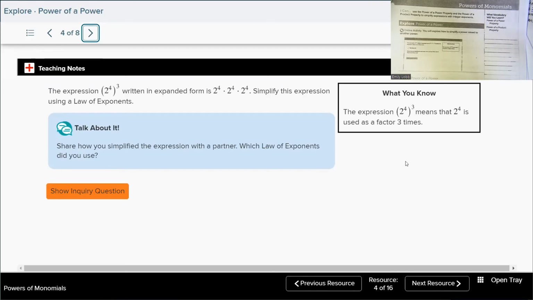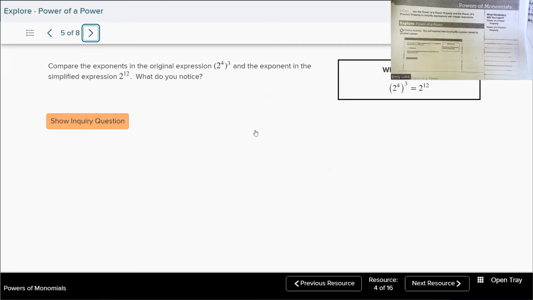What is repetitive addition? Isn't that where you have more than one? Multiplication is repetitive addition. That's the same thing. So we could say 4 plus 4 plus 4, or we could simply say 4 times. How many times are we adding 4? 3 times, right? So 2 different ways. 2 to the 12th. So compare the exponents.